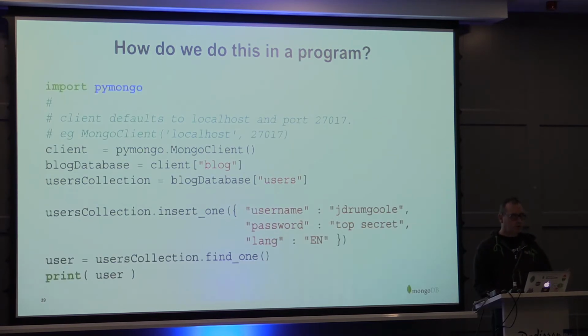How do we do this in a program? Well, with PyMongo, we create the client, as I showed before. We create the blog database, which springs to life automatically. We create the users collection, and then we just insert one, right? And we just put the same document in as before. And then when we find and print that user, we'll get the user we had before. Really straightforward, like 5 or 6 lines of code, right?